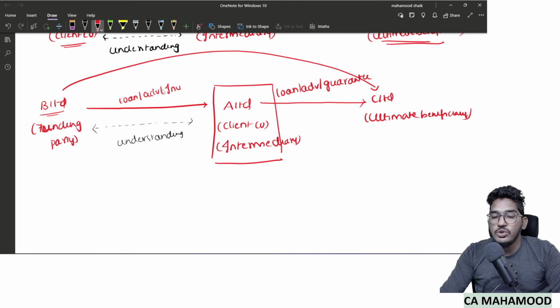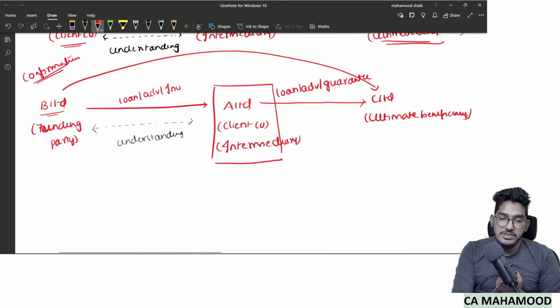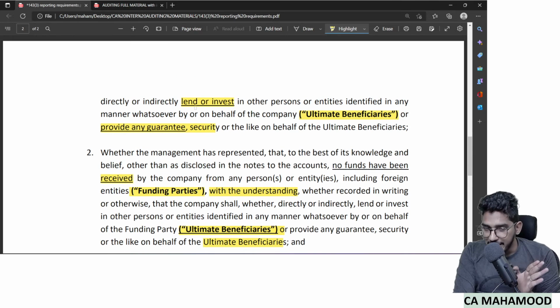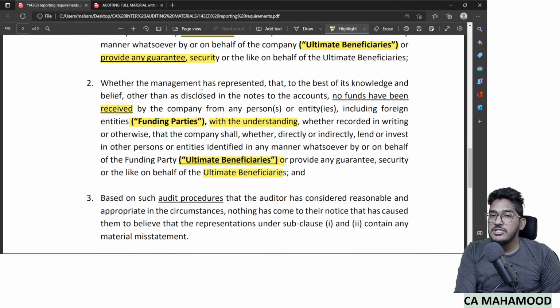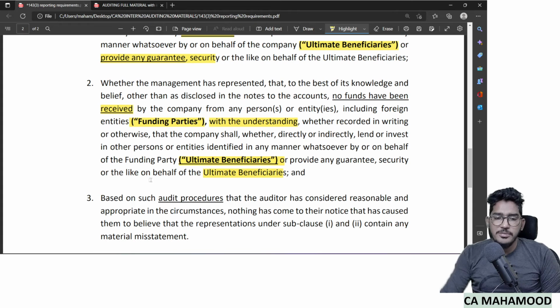So your client should not have indulged in these kinds of transactions. Ask the management to give confirmation regarding this also, that their company did not get involved in these kinds of transactions. So if I give you a summary, the first point says ask the management to give a confirmation that they did not create any intermediary. The second point, ask the management to give a confirmation that they did not act themselves as an intermediary.